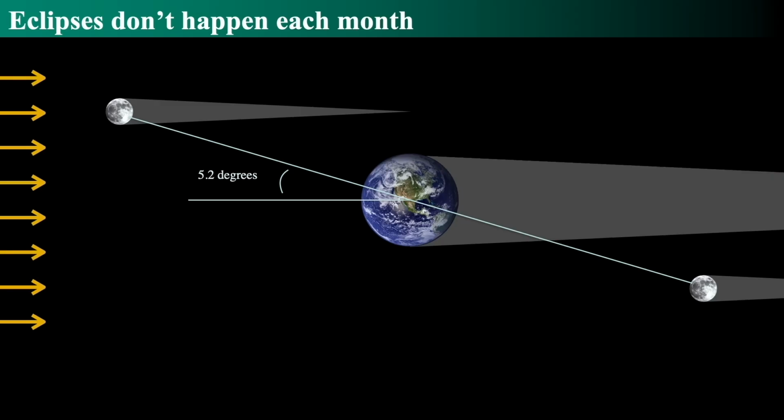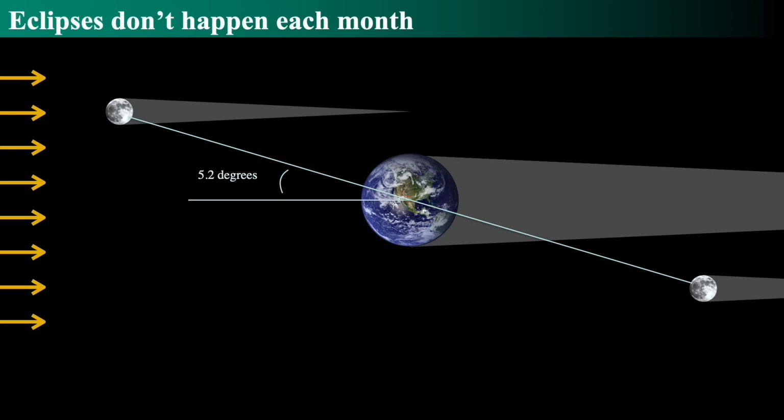The reason eclipses don't happen every month is because the orbital plane of the moon's orbit, with respect to the Earth's orbit around the sun, is tilted by about 5.2 degrees. That means that the shadow of the moon does not always come across the Earth's face at new moon.